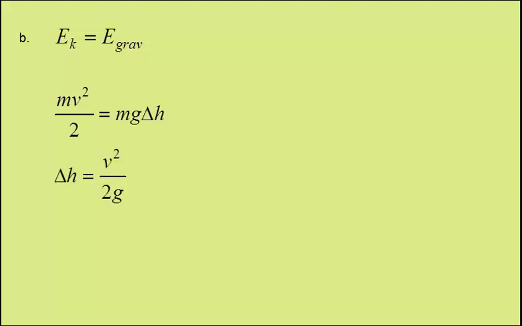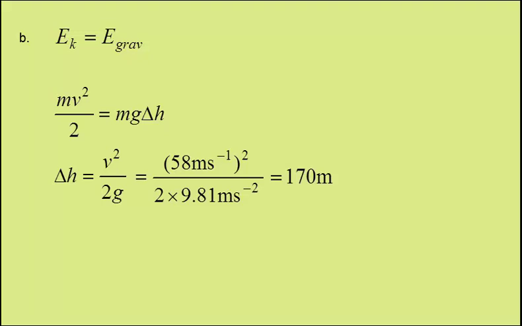In B, after reaching its top speed, the driving force is removed and the train begins to ascend a steep track. By considering energy transfers, we need to find the height that the train would reach if there were no energy losses due to friction. Well, here the kinetic energy will be converted into gravitational potential energy. Kinetic energy is mv squared over 2, gravitational potential energy mg delta h. So the m's cancel and we can rearrange as the height gained will be v squared over 2g. Putting in the values gives a height of 170 meters.